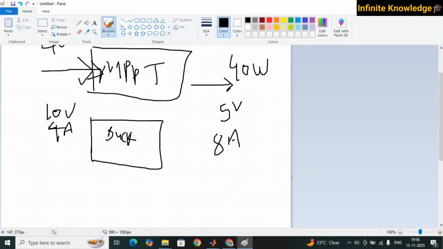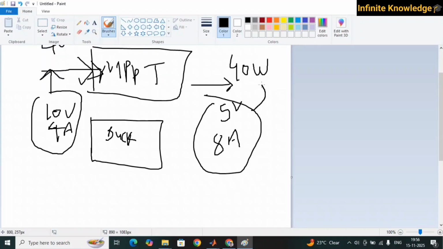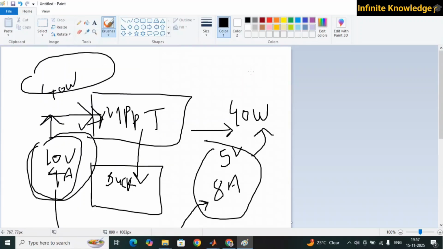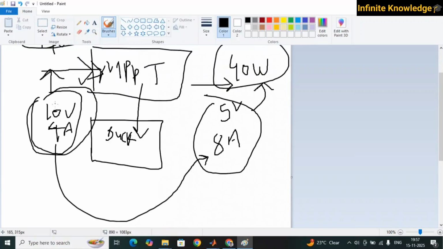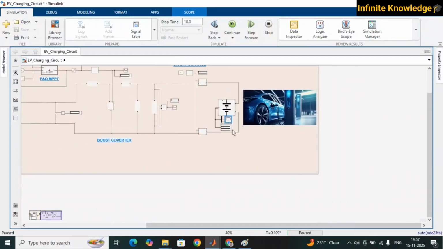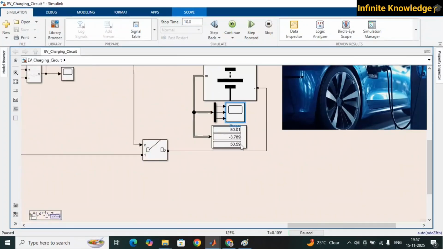If you multiply this, you will get 40. If you multiply this, you will also get 40. So how is this possible? It is possible due to the MPPT. We have used MPPT, and MPPT controls the buck converter, and the buck converter converts this input to this output. You can see our power rating is the same, but we have changed the voltage, and accordingly the current changes. This is the purpose of MPPT, and that's what we are doing here. You can see we are getting a very satisfactory output which charges our battery.